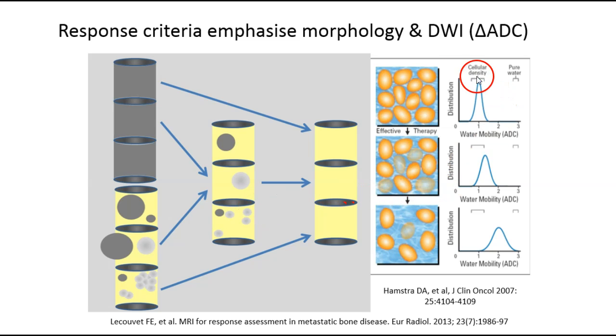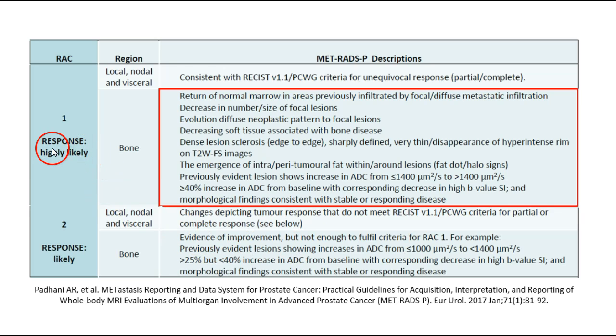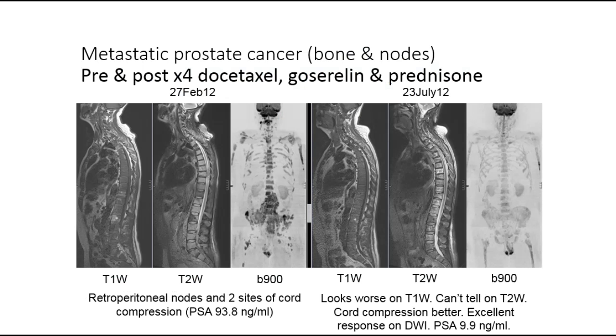But we have incorporated ADC changes. So, for example, response highly likely, response assessment category 1, is the return of normal marrow fat in areas that were previously infiltrated. But you'll also notice that there is a criterion that includes ADC values. So if ADC goes from below 1400 to above 1400, for example, or a 40% increase in ADC from baseline values, that would equate to response highly likely.